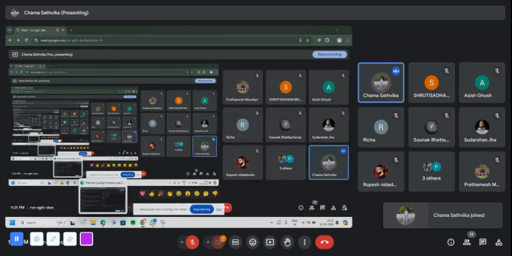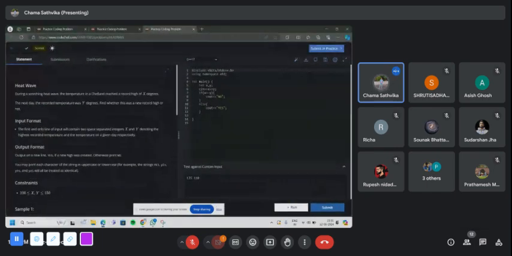I think everyone did the first question. Once I'll explain it. During a scorching heat wave, the temperature in Chefland reached a record high of X degrees. The next day, the recorded temperature was Y degrees. Find whether this was a new record high or not.